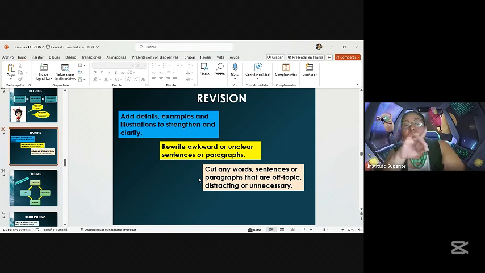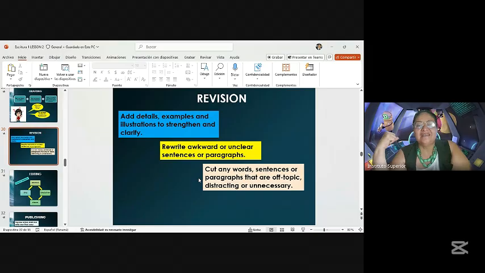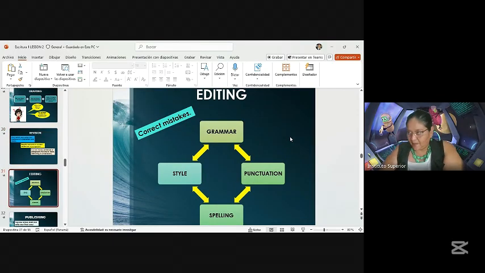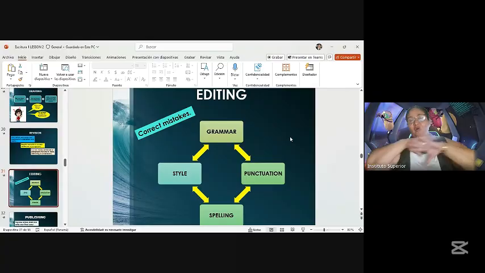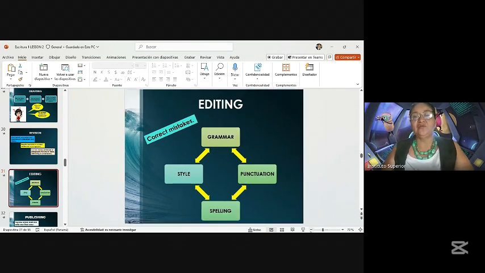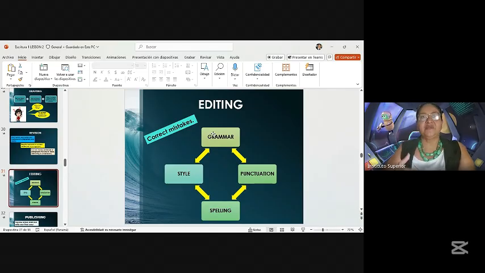Rewrite a word or unclear sentences, and remove good words, sentences, or paragraphs that are off topic, distracting, or unnecessary. Then we go to editing. That is the difficult process. When we have all our ideas clear, coherence, unity, purpose, we're going to correct the mistakes, okay? In editing, we're going to revise grammar, spelling, punctuation, and style, subject and verb agreement.